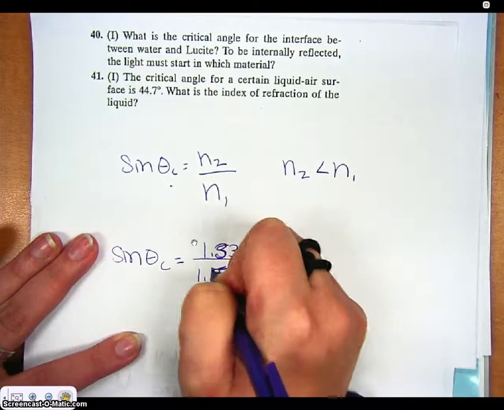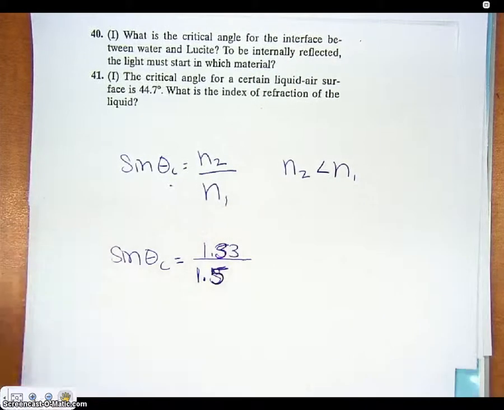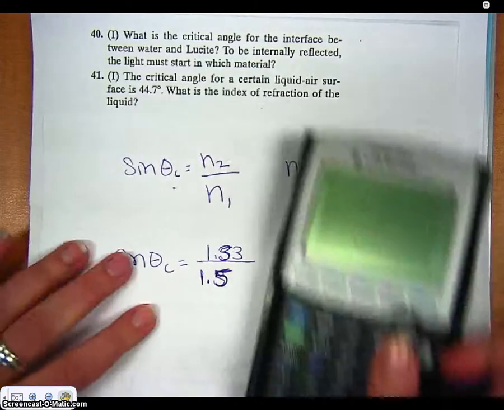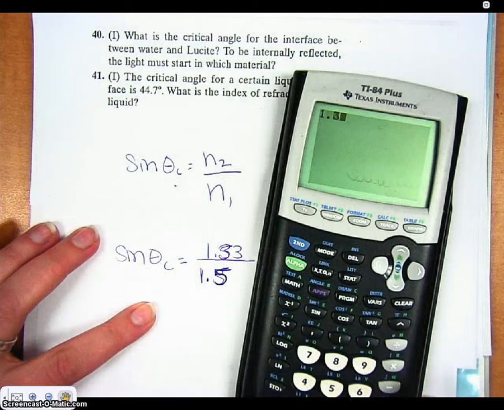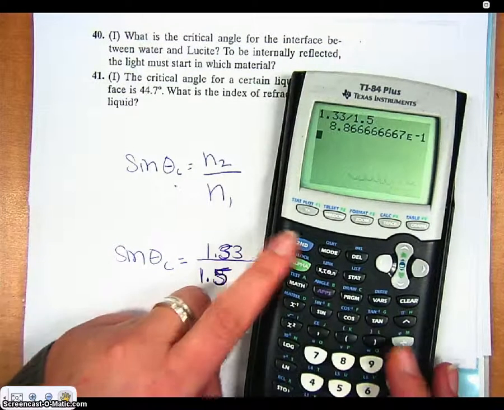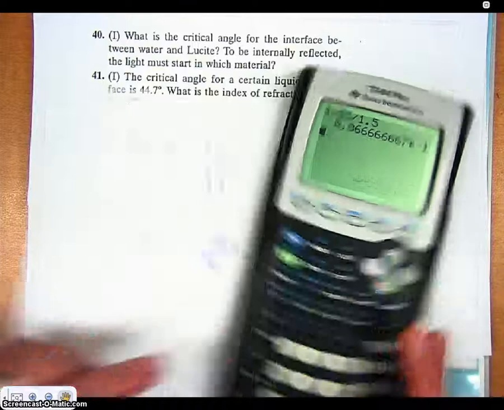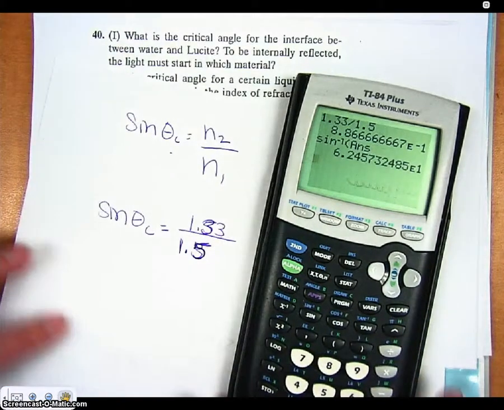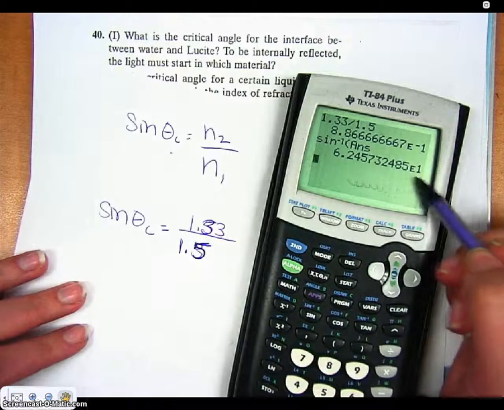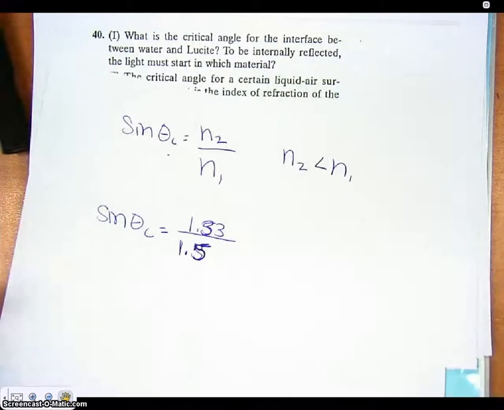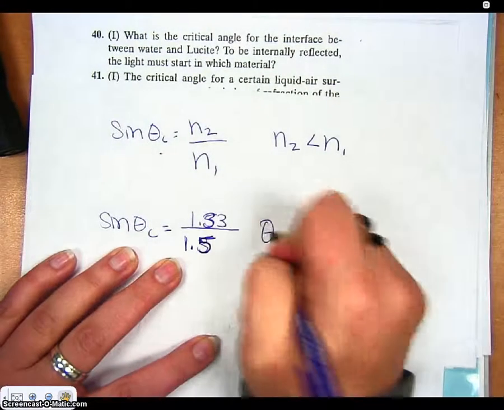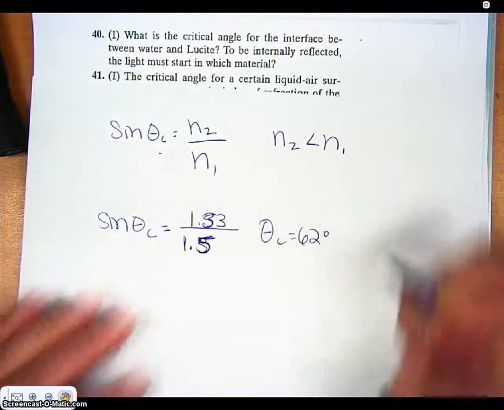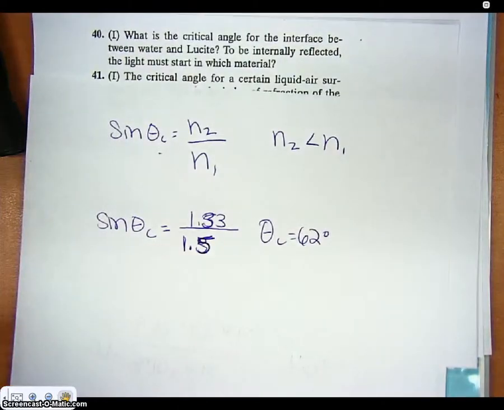So the interface is going to be going from the lucite to the water, okay? And these are just values I looked up. There is a table in the textbook, but you can also just Google them if you need to. So 1.33 divided by 1.5, and then we take the inverse sine, and we get 62 degrees. Okay, so that's the critical angle, right?